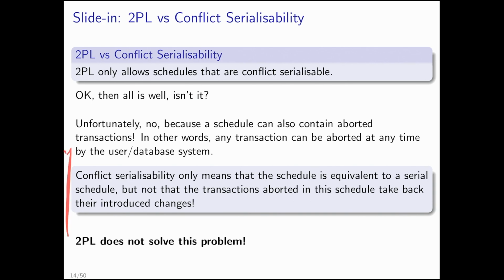So it's important to keep in mind that conflict serializability only means that the schedule is equivalent to a serial schedule, but not that the transactions aborted in the schedule take back the introduced changes. So look at it like this: you can have a bunch of transactions, some of them committing, some of them aborting, and you have them all available in the batch. You do this analysis with the conflict operations, swap them back and forth, eventually end up with a serial schedule, and you know it's conflict serializable. That's the easy case. You have all the transactions with all the operations and you can make an informed decision.